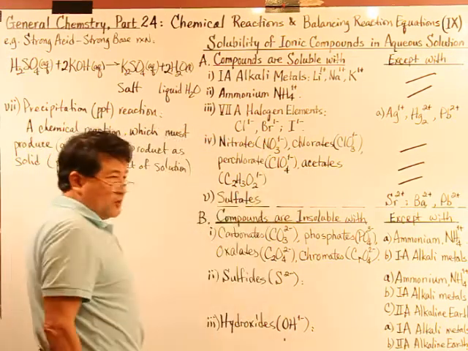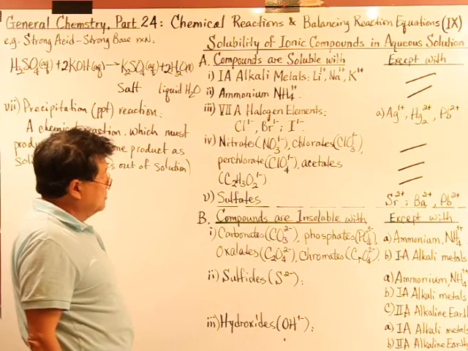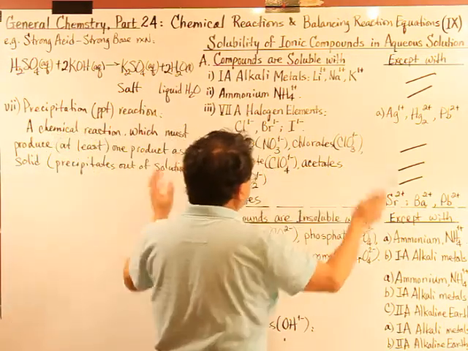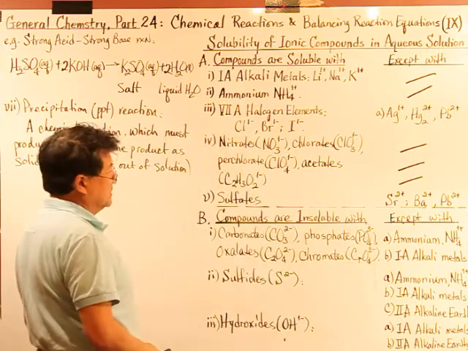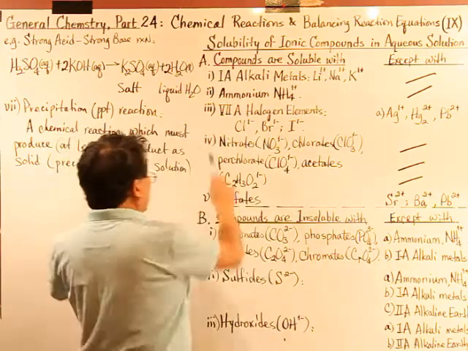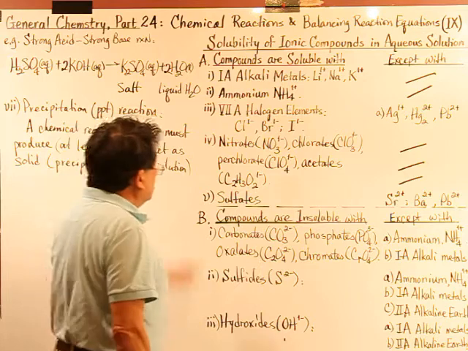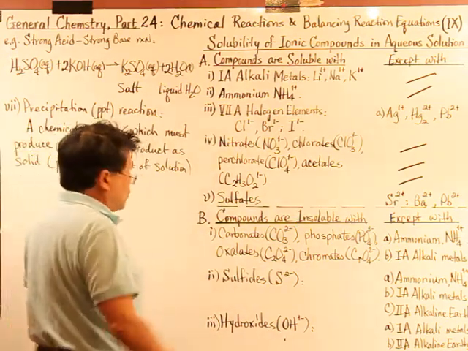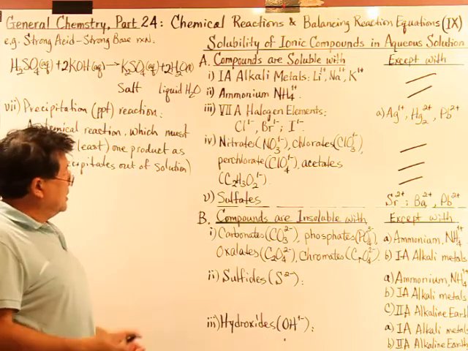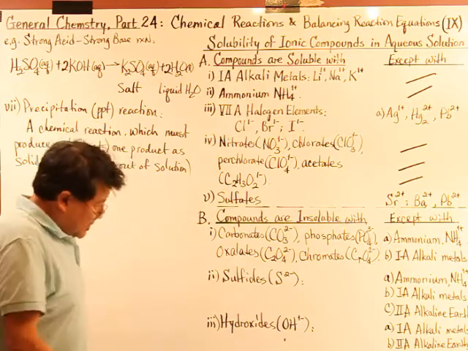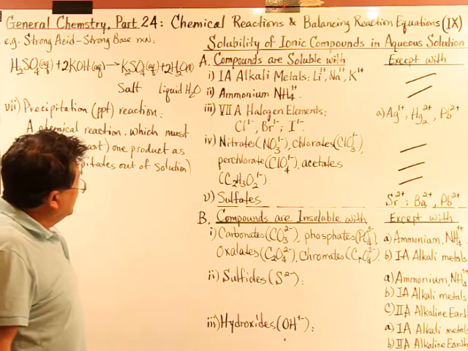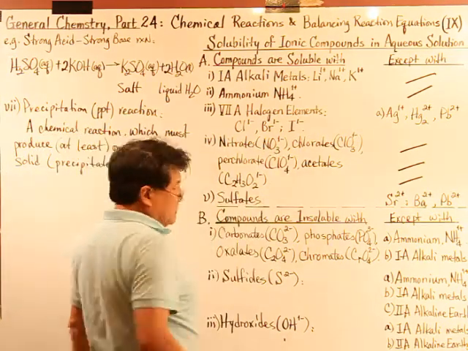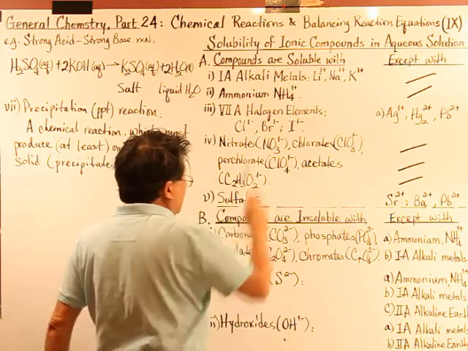Ammonium, NH4 1 plus, a polyatomic cation, will form soluble compounds with anything else. No exception. Now number 3: group 7A, the halogens. Fluorine, chlorine, bromine, and iodine. Those are anions: bromide, chloride, iodide.